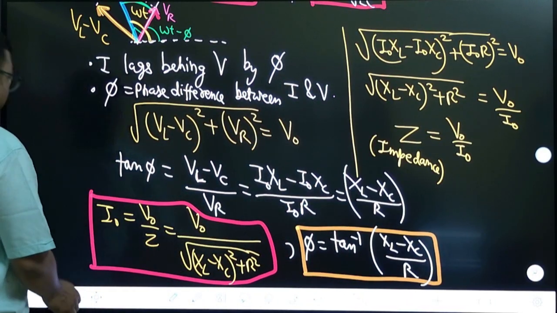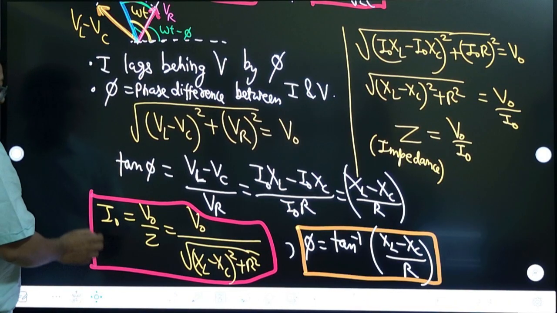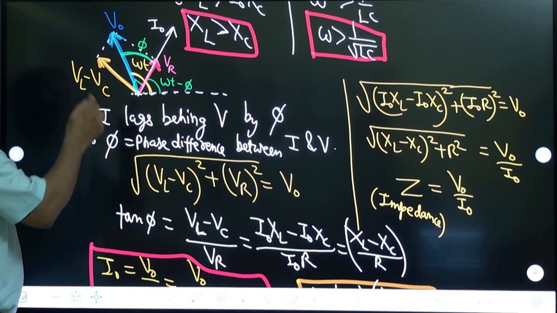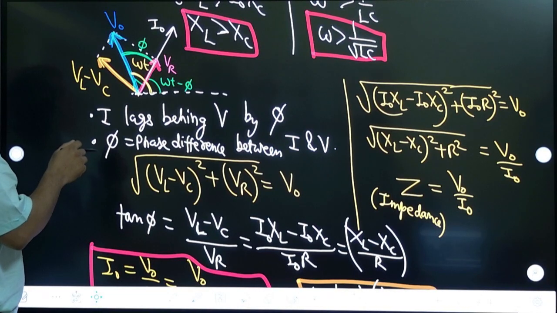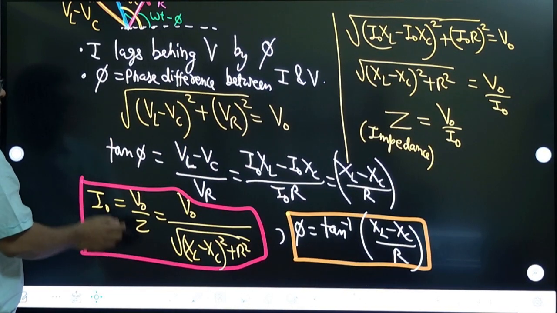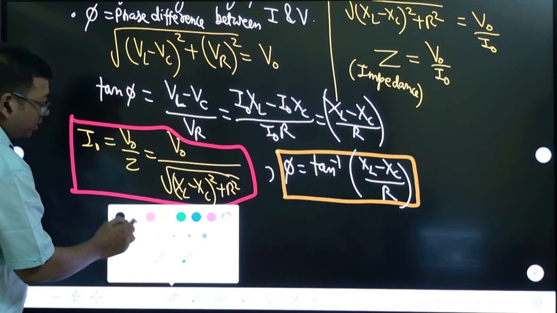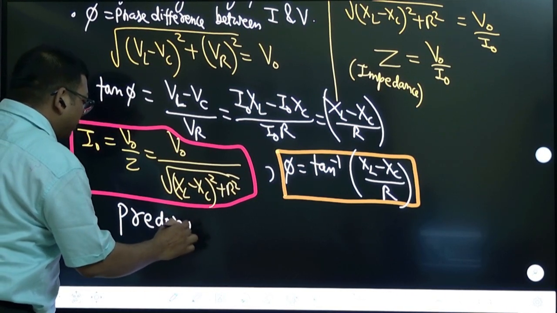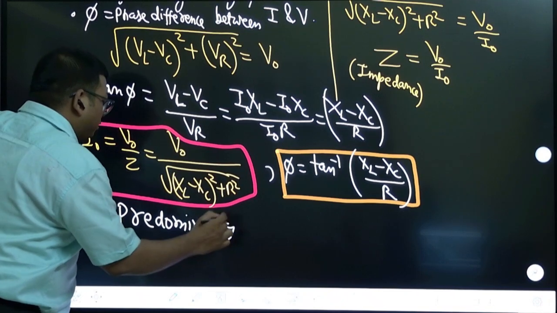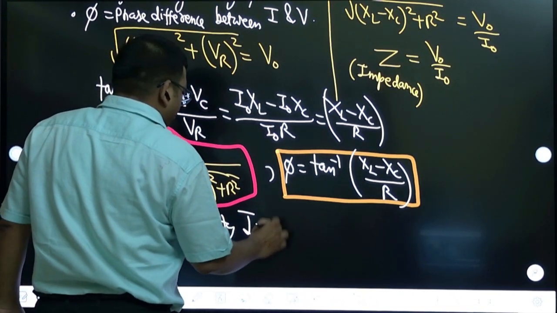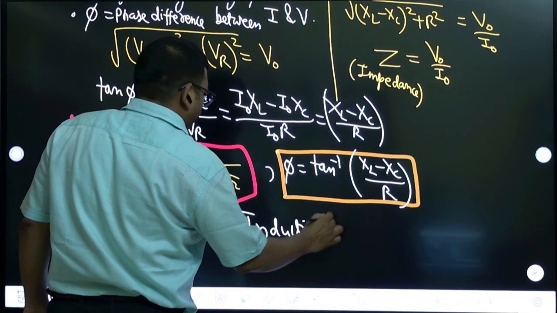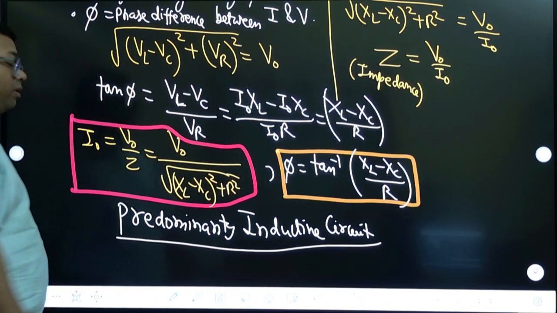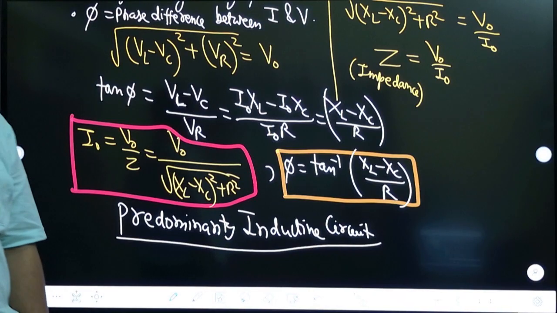Now the phasor diagram we have also seen. And here we can clearly say that it is lagging, right? Which is lagging? Current is lagging. How much? By angle phi. But it is not lagging by 90 degrees, so it is not purely inductive. So it is called a predominantly inductive circuit. It's not fully inductive but predominantly inductive.